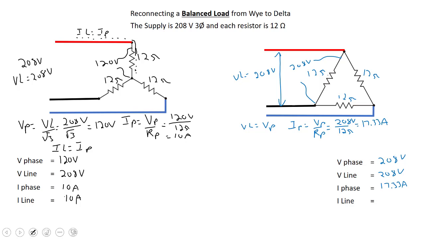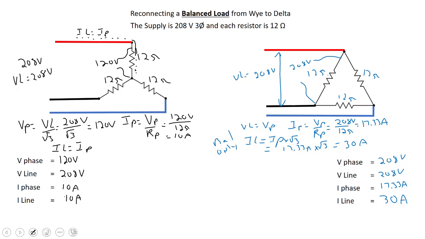And the line current, because this is a balanced circuit, we can use our formula: I line equals I phase times root 3. Balanced only. So that would come to 17.33 amps times root 3. Should get approximately 30 amps.